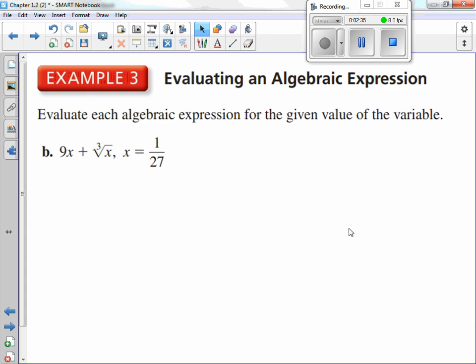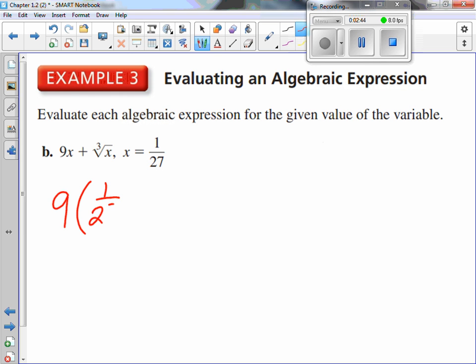So let's look at another example of this here. So we have 9x plus the cubed root of x, where x is 1/27. So again, we are plugging 1/27 in for x. Now we can plug it into the calculator. You can just plug this straight in, do 9 times 1/27 plus the cubed root of 1/27. Hit enter, and it would give you your answer.